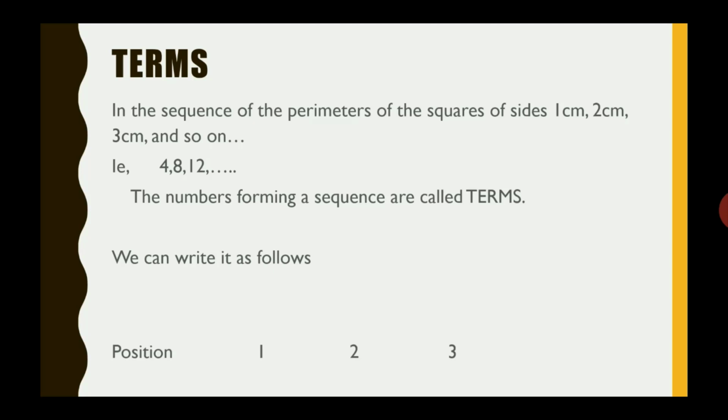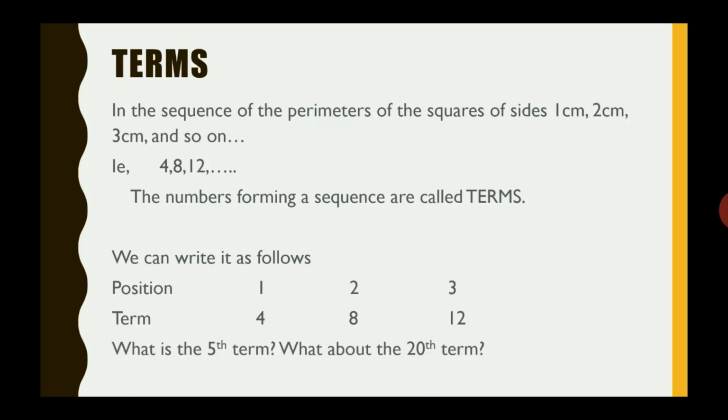Now we can write it as follows. We write the position and the term. So in the first position the term will be 4, and in the second position the term will be 8, and in the third position the term will be 12. Okay. Now what will be the fifth term, or what about the 20th term? Can you find any relation?